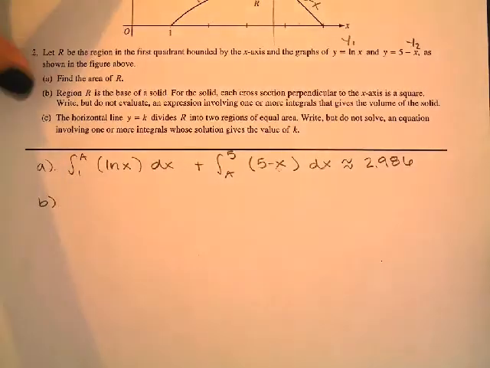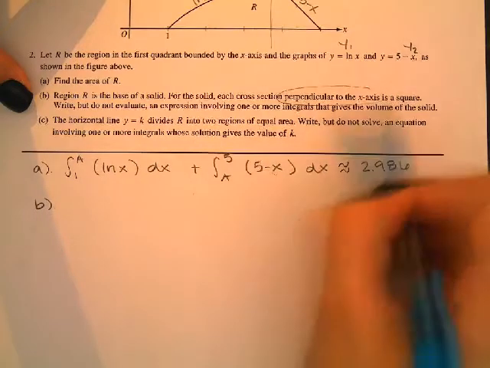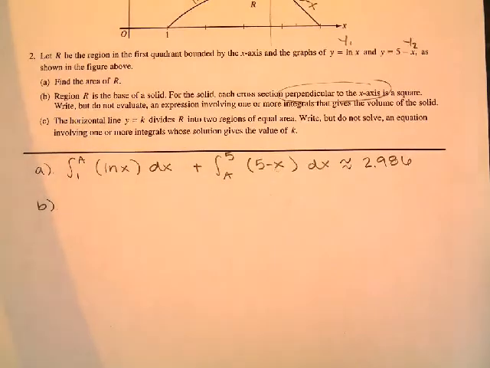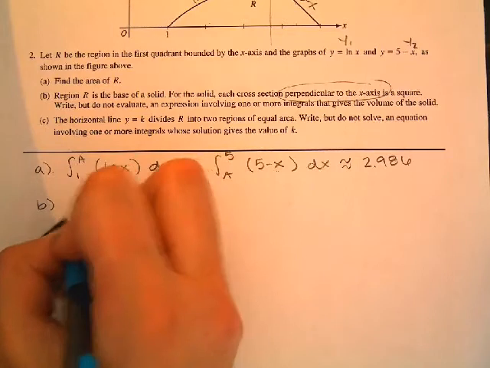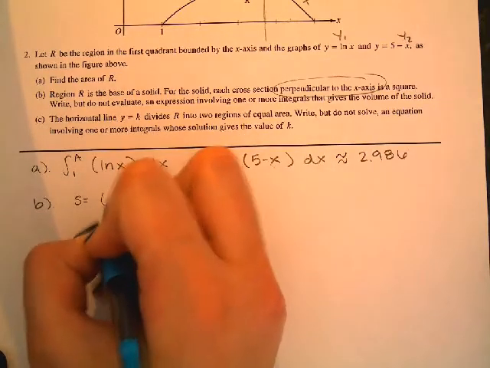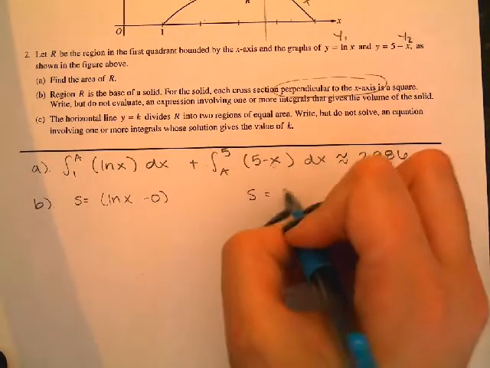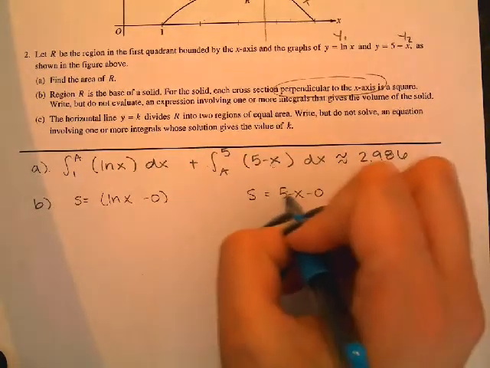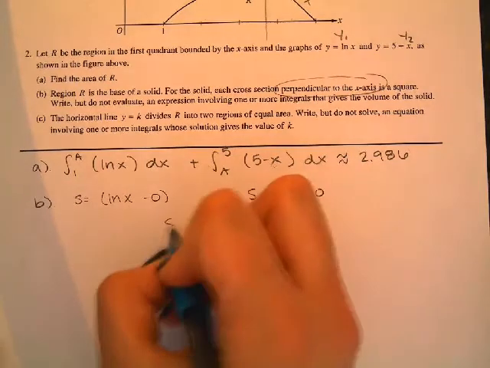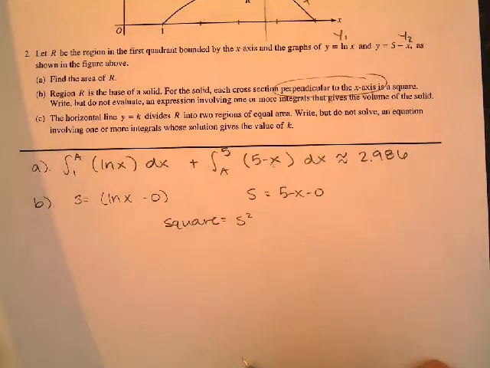Region R is the base of a solid. For the solid, each section perpendicular to the x-axis, so we're doing it in terms of x, is a square. So the side of the square is top minus bottom. So it's going to be ln x minus 0, and then we're going to have the other piece, right, which is 5 minus x minus 0. And then for a square, we have side times side, so we have side squared.